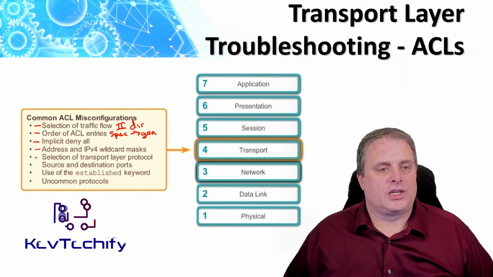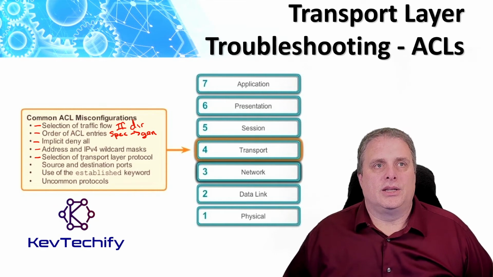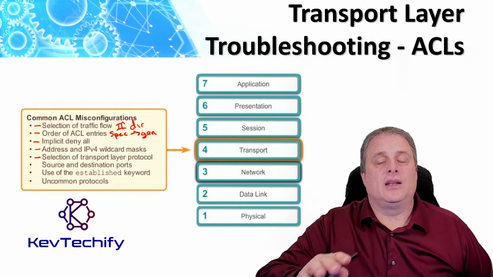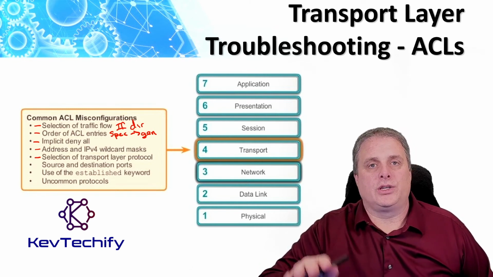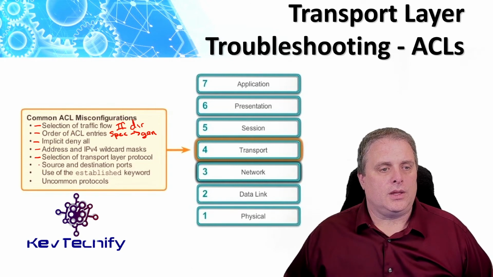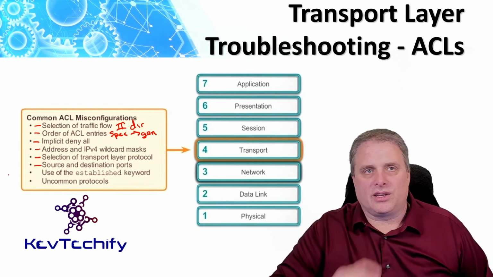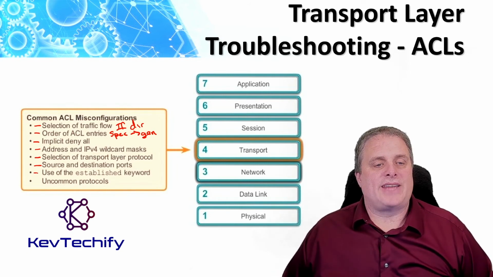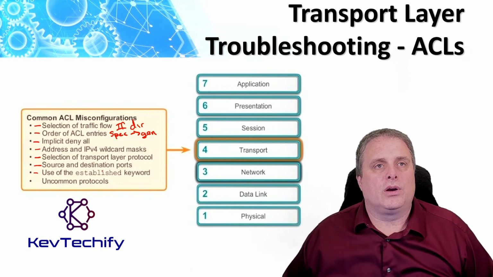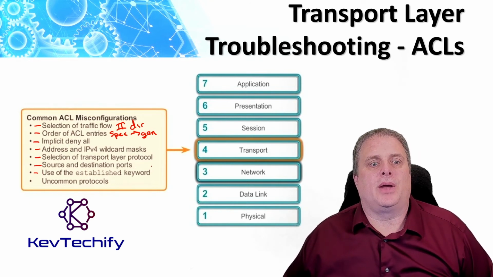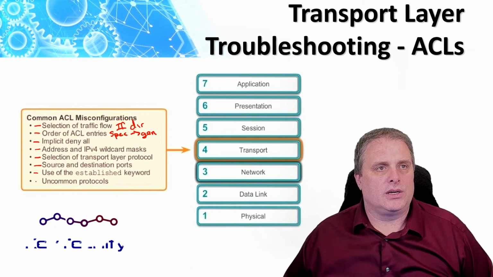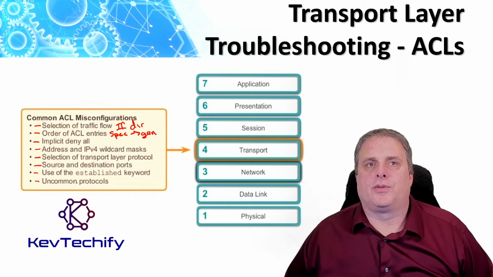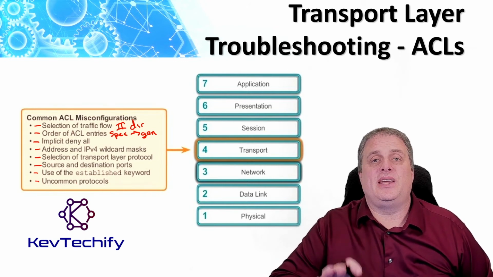We have our selection of transport layer protocols, and it's important that only the correct transport layer protocols be specified in your access control entries in your access control list. Source and destination ports, ensuring that the correct inbound and outbound ports are specified. Use of the established keyword. The established keyword applied incorrectly can provide unexpected results here. And the last one here is uncommon protocols. Misconfigured access control lists often cause problems for protocols other than TCP and UDP.